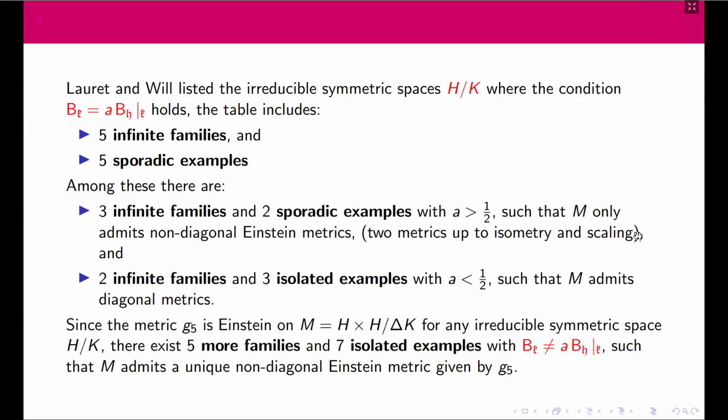Recall that G5 is Einstein on any M when H over K is an irreducible symmetric space. So we have 5 more families and 7 isolated examples where the condition about the Killing form doesn't hold, but M admits a unique non-diagonal Einstein metric given by G5.